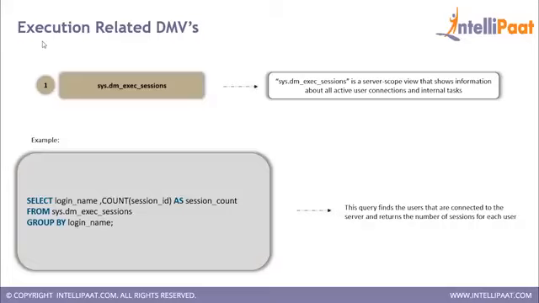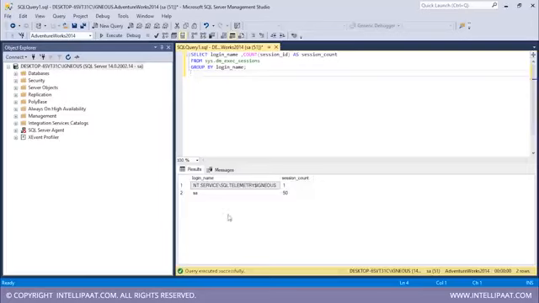So next we have dm_exec_sessions, which shows information about all active user connections and internal tasks. And this command over here, it finds the users that are connected to the server and returns the number of sessions for each such user. So we see that there are two users currently. One is anti-service Igneous, another is SA. And for the first user, the session count is 1. And for the second user, the session count is 50.